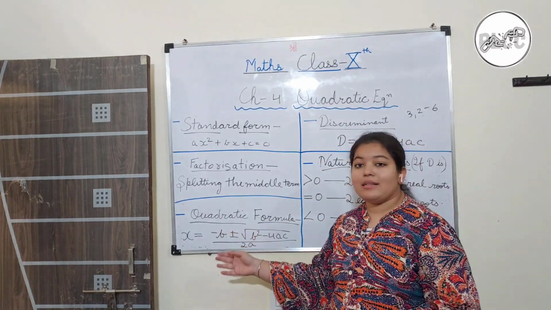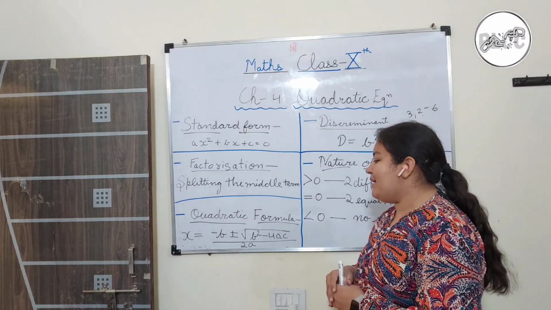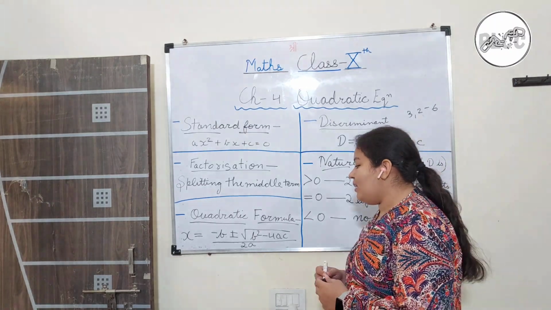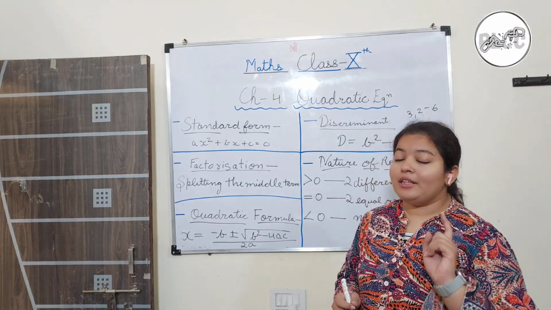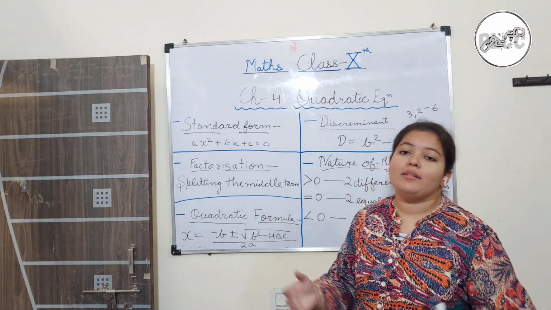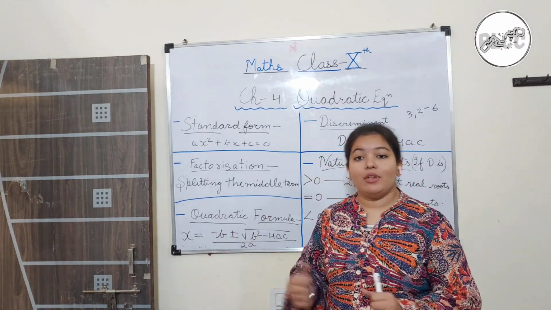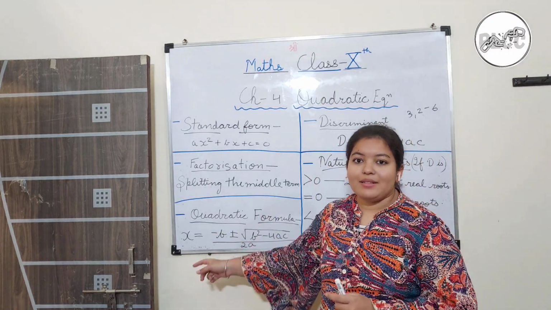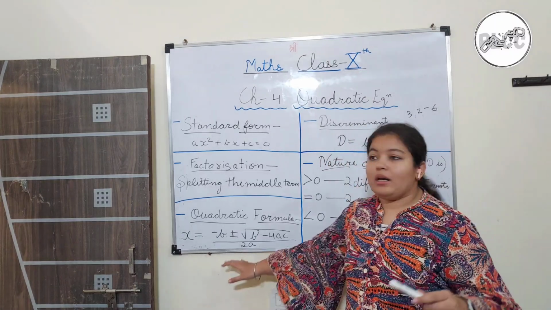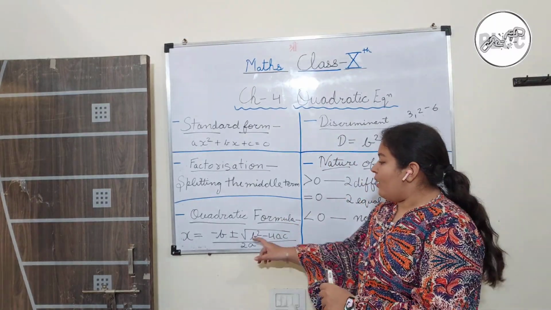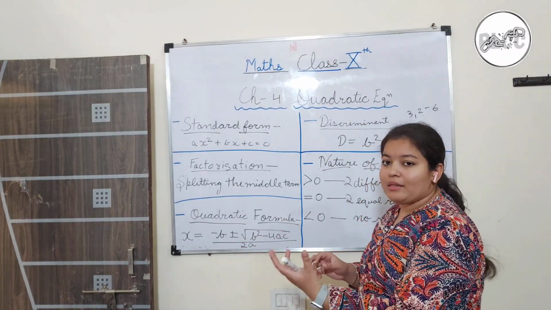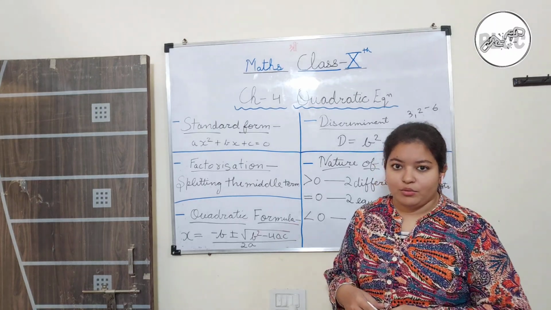x is equal to minus b plus minus under root b square minus 4ac upon 2a. Okay. Keep in mind that quadratic formula is complete when LHS and RHS both are written. You don't just have to write the RHS. RHS is also necessary. Then how will you find 2 values? Once you will put the formula with minus and once with plus. I'll show you how to do the question.